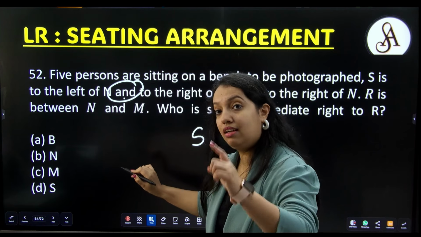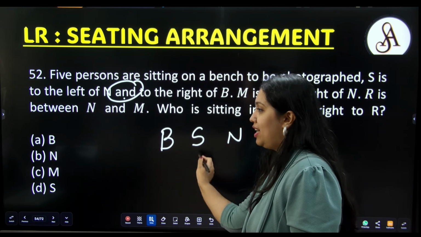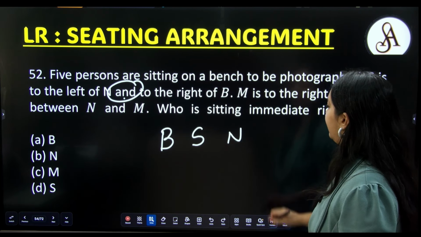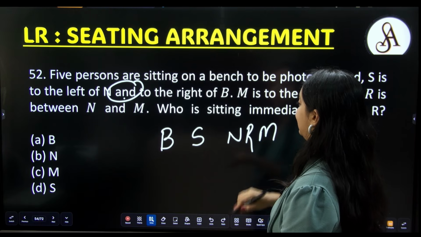Remember, when you see and, you go from the first person. S is to the right side. For B, this is right side. M is to the right side of N. R is between M and N. Okay, we have to place R here.